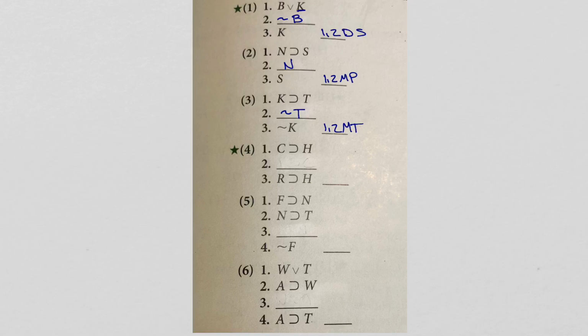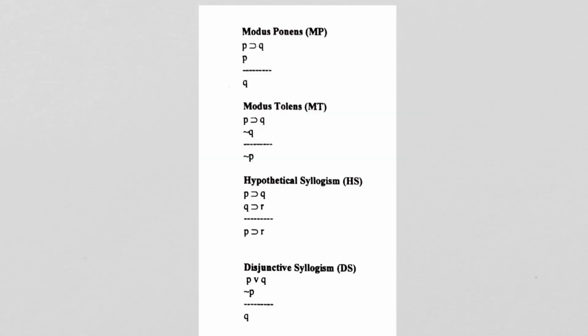Number 4, we're given if C then H, then we have an unknown. And then we're wanting to derive if R then H. Okay? Well, we know we're going to have an R, because they're right there. And then we're going to have the repetition of C, because we need that H. And then we're going to use 1 and 2, HS. Okay, so anytime you're going to have multiple conditional statements, at this point, it's HS.